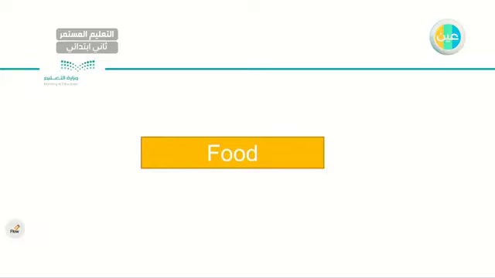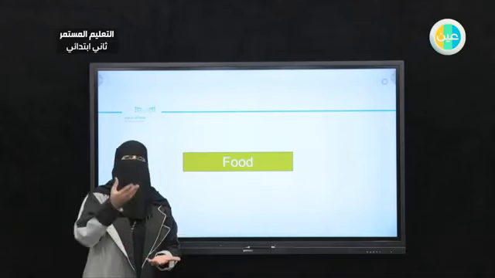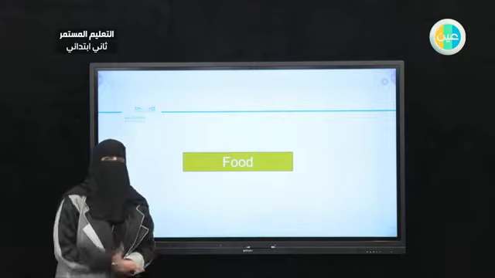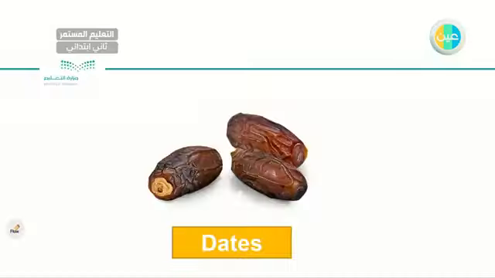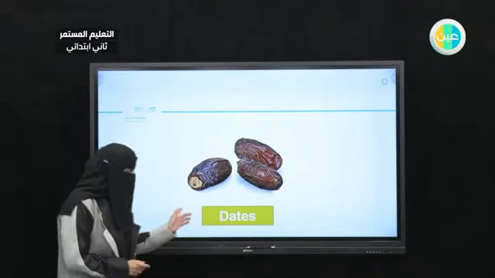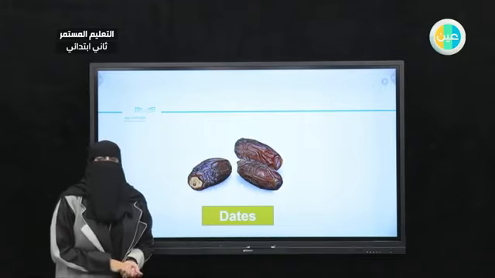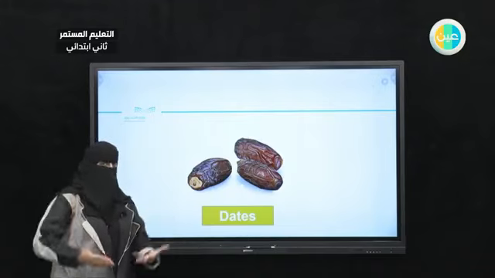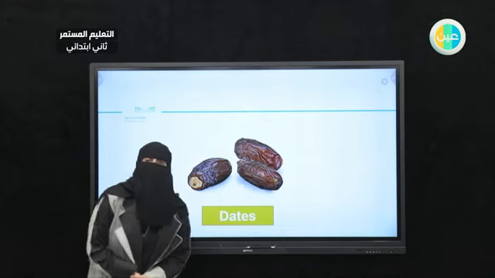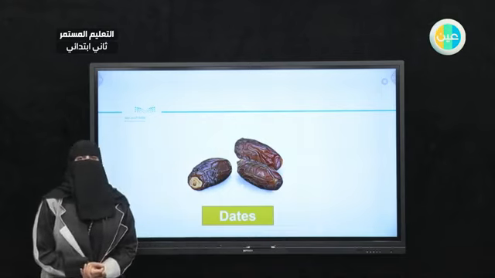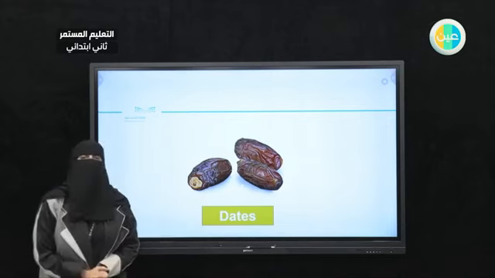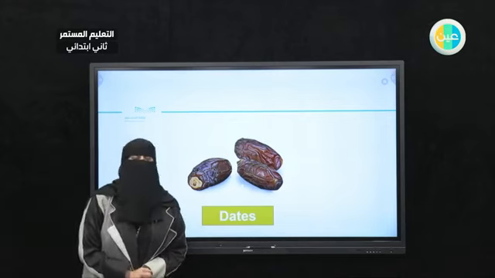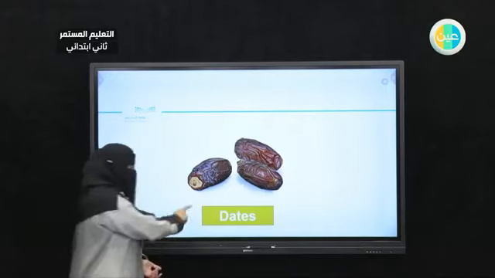Today I'll be giving you the names of some famous food that we eat almost every day. So let's start by introducing this. We all love this, right? I need you to repeat after me, okay? Dates. Not date, dates, because it is plural. Dates. One more time. Dates. Very good. I have dates.